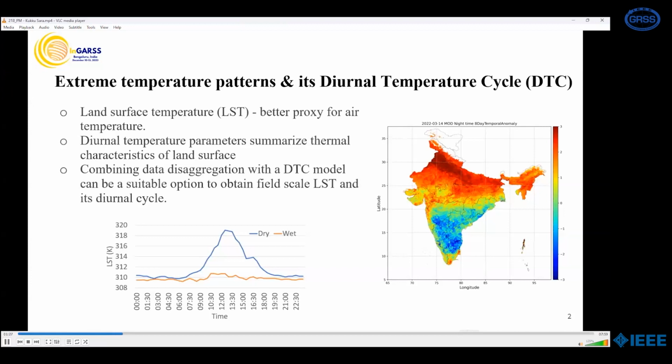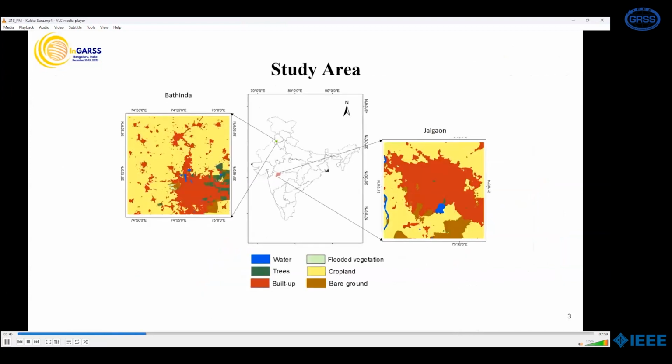Whereas polar orbiting satellites are much finer, but acquire data a maximum of twice a day, which is not enough to generate a diurnal cycle. Hence, we developed a hybrid model combining disaggregation and a diurnal temperature model to generate field scale LST and its diurnal cycle. Using this model, we have studied the variation of the diurnal temperature cycle of different land cover types in 2 geographical locations in India where heat waves were reported frequently.